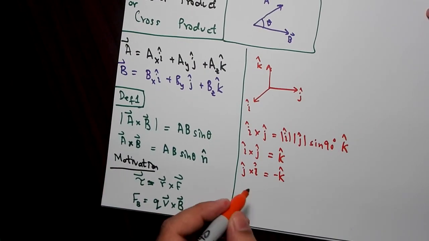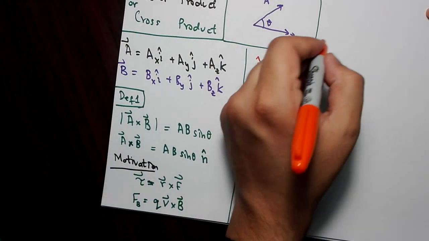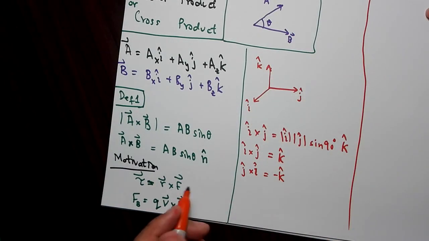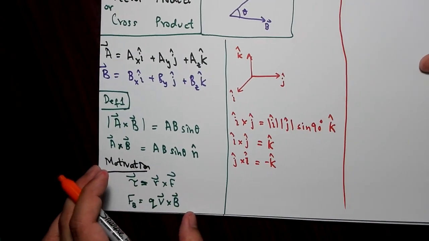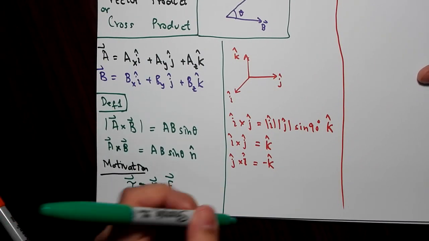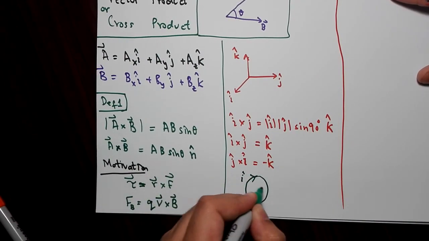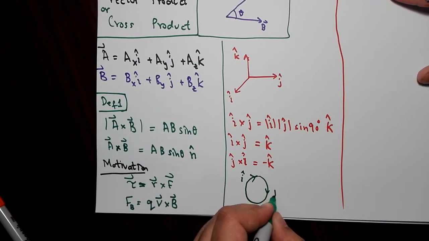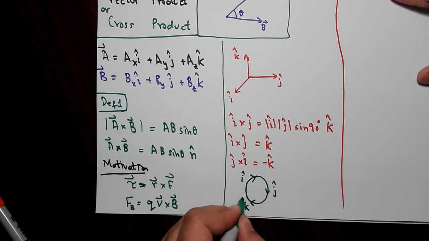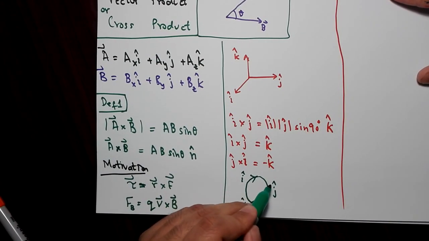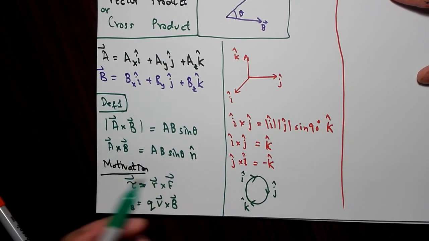So you can get all of the cross product equations for the unit vectors by using one simple trick, by noting that the cross product is cyclic. So you get i hat, j hat, and k hat. So i cross j is k, k cross i is j, j cross k is i.